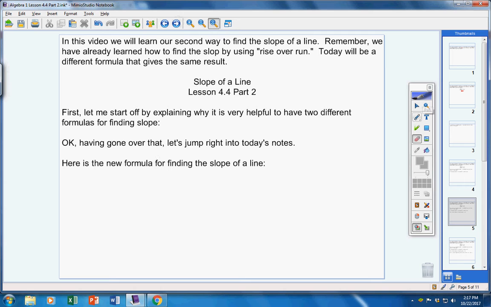Here's the new formula for finding slope. Now, you can write this down if you want to. You don't have to. Here's the old formula you learned before. And now here's the new one for today. It's simply y minus y over x minus x. Both of these are great formulas.